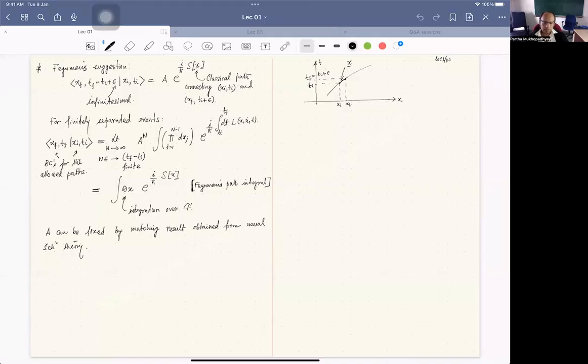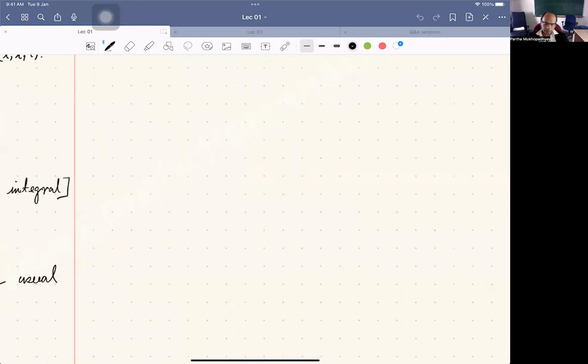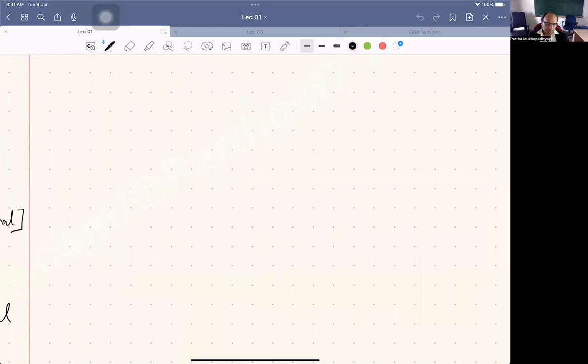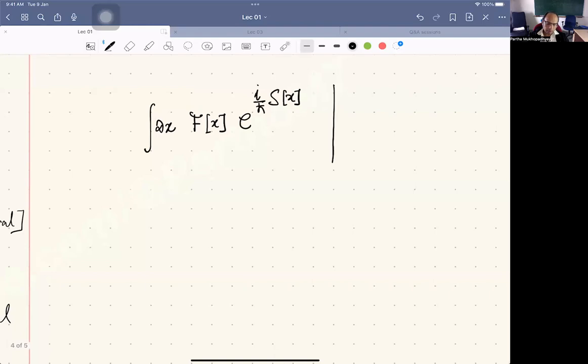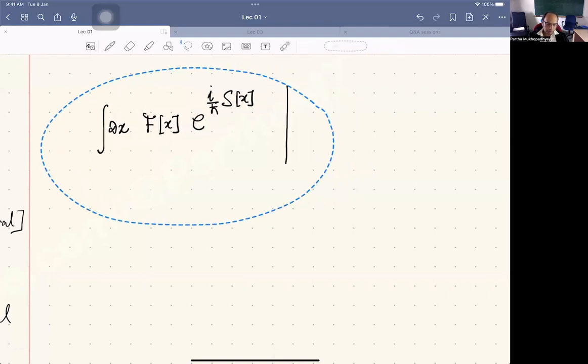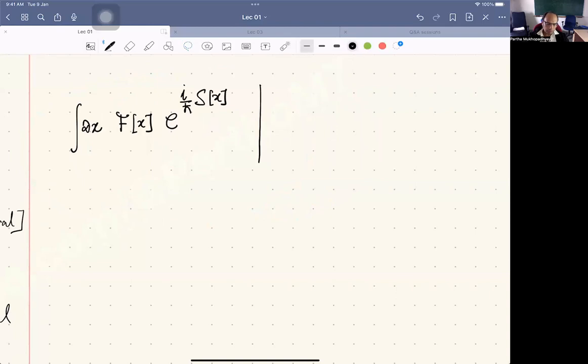So here is how the argument goes. Let me consider, instead of this quantity, a little bit more general integral, which is given by the integral dx of some function f(x) times e to the power i by h bar S(x). It is analogous to an integral in one dimension. I think that will be easier to understand.